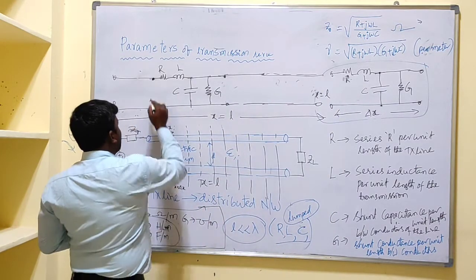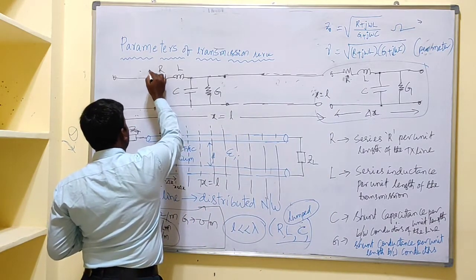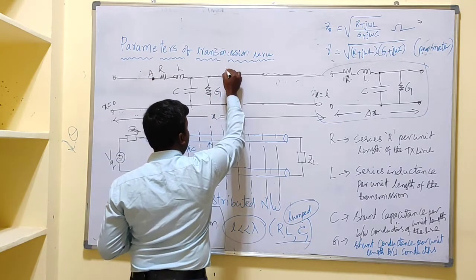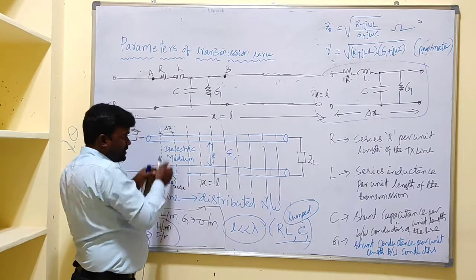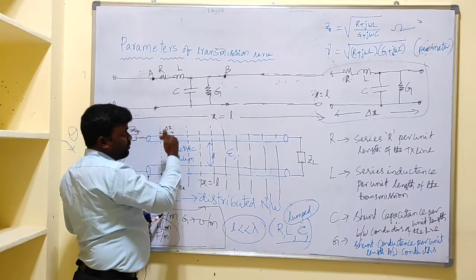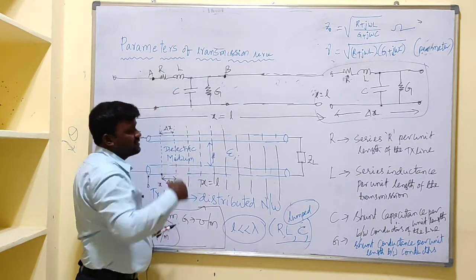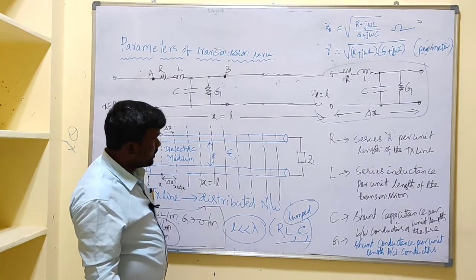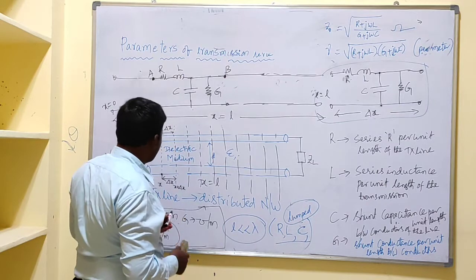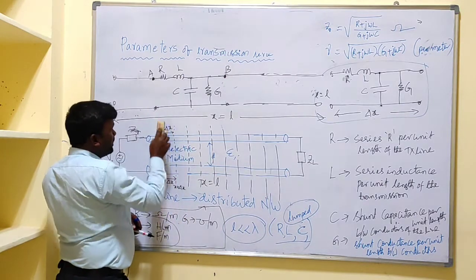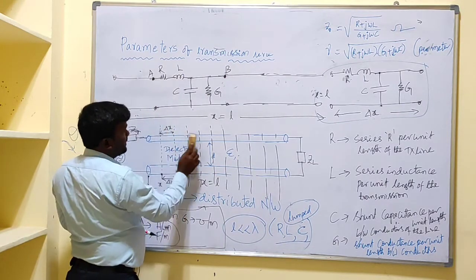Okay. Let us take this point as A and this point as B. I consider only one piece of the transmission line, this part. The remaining parts also consist of this R, L, C, G. If I draw those too, this diagram becomes complex. So for simplicity, I consider only this delta x.